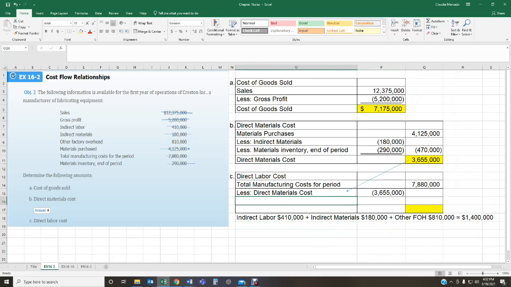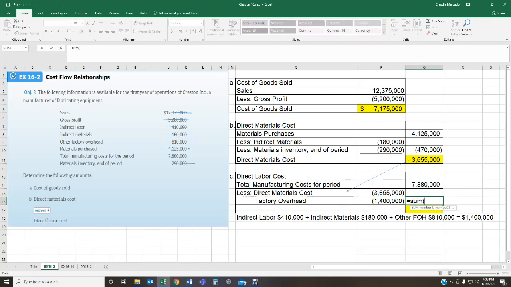So now I've got my factory overhead. I'm going to subtract my factory overhead of 1,400,000. So now I've got my direct materials cost and my factory overhead cost, and I have my total manufacturing cost. So I'm going to add these two together to see what my total is. So I've got a total of material costs and factory overhead costs of $5,055,000. Now I can calculate my direct labor cost.